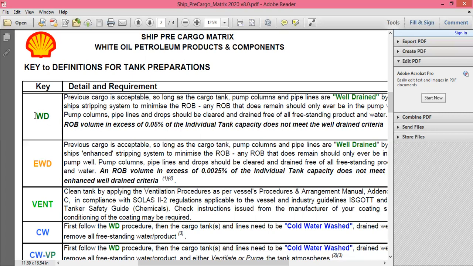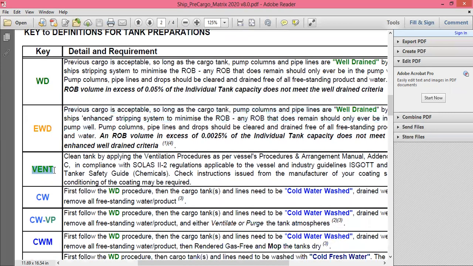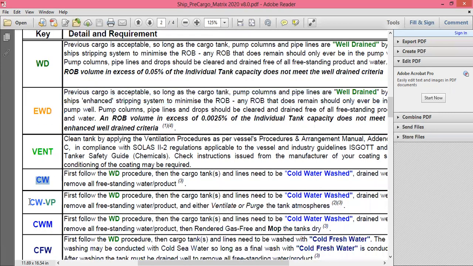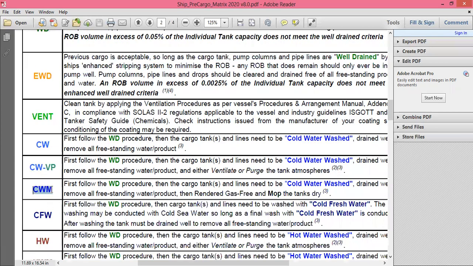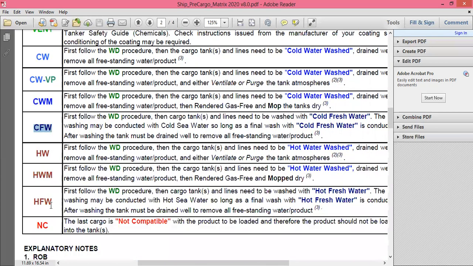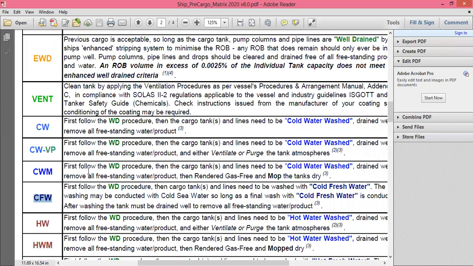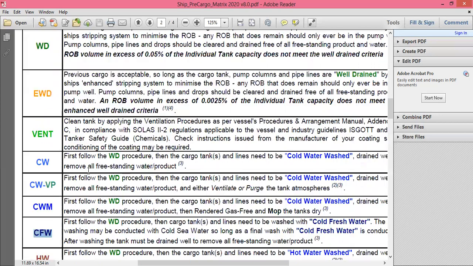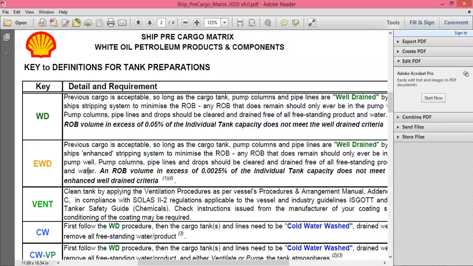In the matrix, we see what is WD, what is EWD, what is vent, what is CW, what is CWVP, what is CWM, what is CFW. Basically, these are just codes given in the matrix, and you have to follow these codes. Very simple. All right, gentlemen, thank you for watching this video. I hope you've got some idea with this video. How we start the tank cleaning procedure and how we clean the tanks, you can see in the other video.